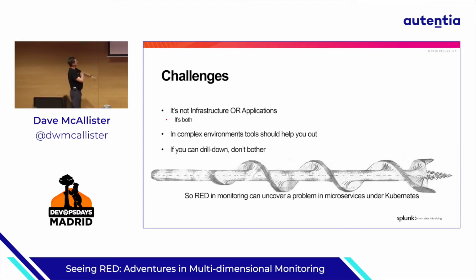And if you can't drill down, don't bother. Don't go with a tool that only aggregates up. It will not do you any good inside of here. The only people who will ever be happy looking at a dashboard that can't be broken down is the executive team. They'll be perfectly happy to say everything's working fine. Then the minute something breaks and you can't figure out what's broken, they're going to be equally unhappy here. So RED in monitoring uncovers problems in microservices under Kubernetes that you may not actually see.